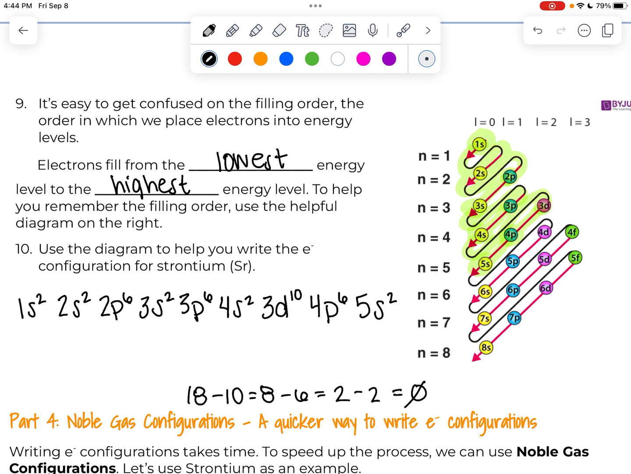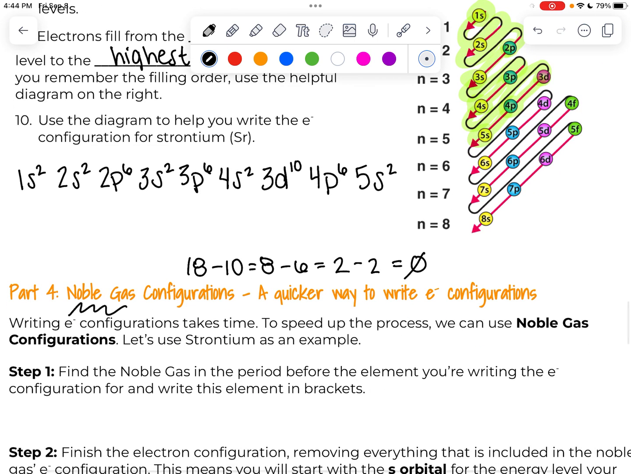That's a lot. A long process. That's a lot to write. I bet you're thinking, gee, I wish there was a shorter way to write this electron configuration. Guess what? I'm about to blow your minds. There is. It is called the noble gas configuration. This is a quicker way to write electron configurations.